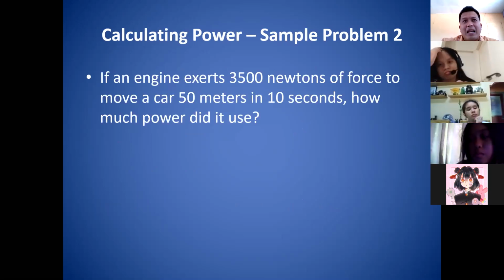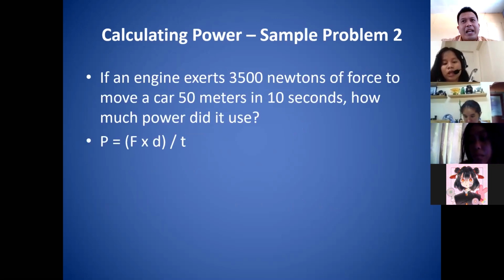So from the formula, work equals force times distance. So you can multiply first 3,500 by 50 to get the value of your work, and then after that, you divide by 10 seconds to get the value of your power. Or you can use directly the formula: power is equal to force times distance divided by time. Diretso na lang, to eliminate a long solution in our problem.